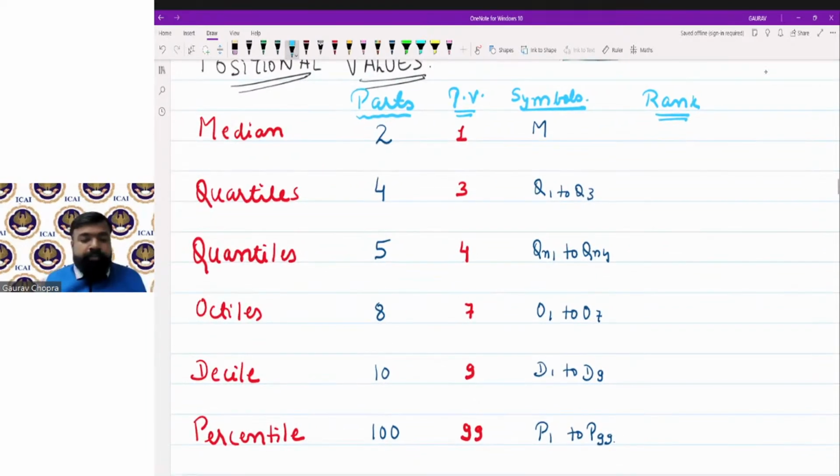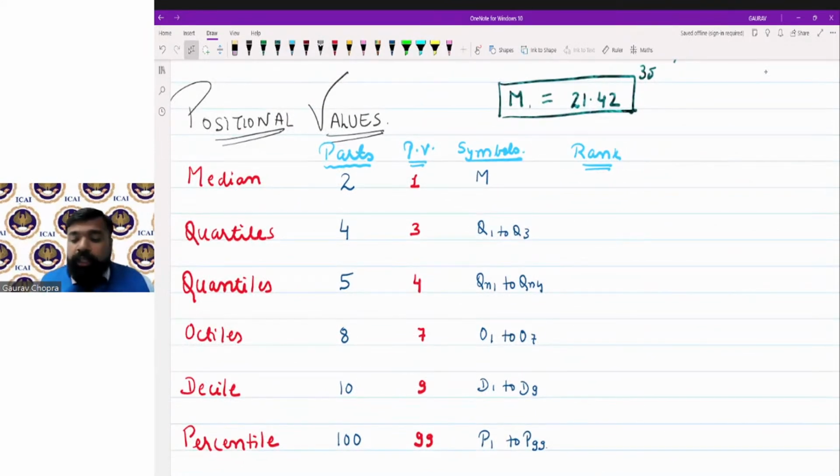So how do we calculate the rank? If we are writing the rank for an individual series, how do we write it? For the median, we have done it: the rank will be n plus 1 upon 2. Upon 2 means two equal parts. That is why it is n plus 1 upon 2.